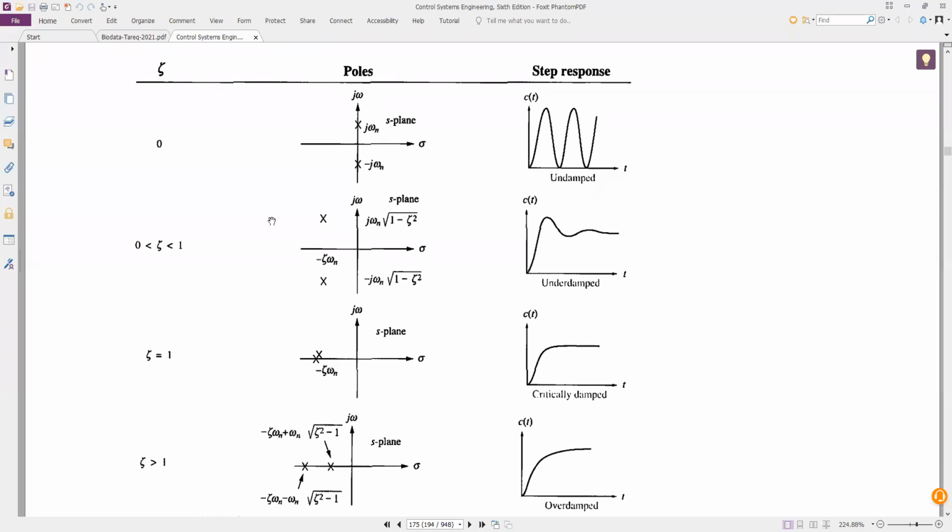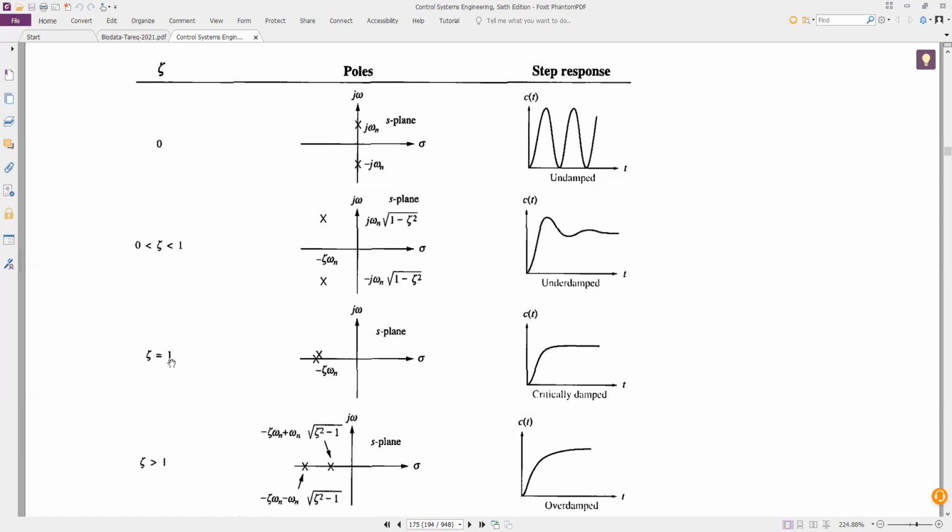See, conditions. Whenever the value of zeta is 0, then your pole would be on the j omega axis, and the output step response should look like this. That is known as undamped. And whenever the value of zeta is between 0 and 1, greater than 0 and less than 1, in this case your pole position would look like this, and the curve would be underdamped.